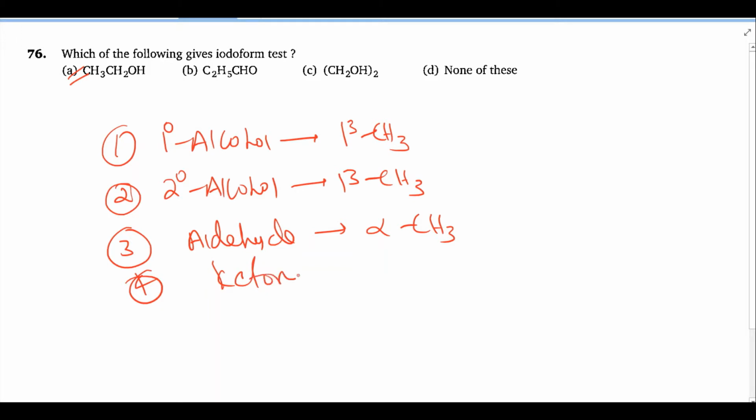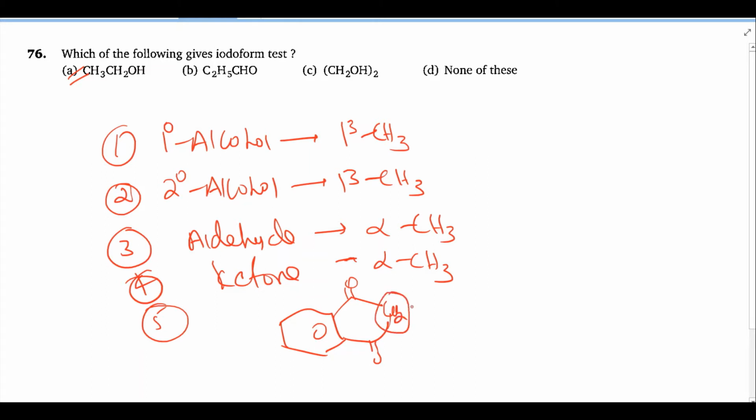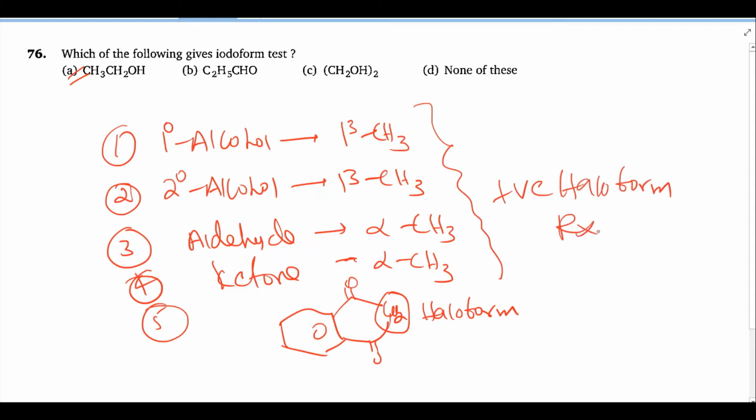A ketone should also have an alpha CH3. An active methylene group, that also will give the haloform reaction. Active methylene group means like this. This also gives haloform. So only these things will give a positive haloform reaction or positive haloform test. So what is the correct answer for this question? A.